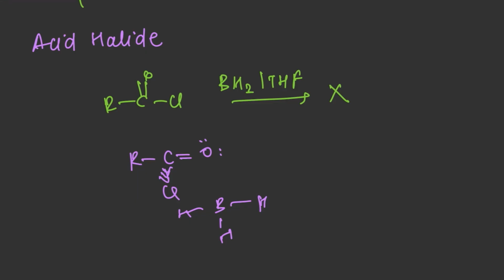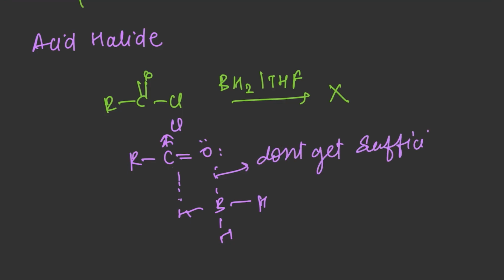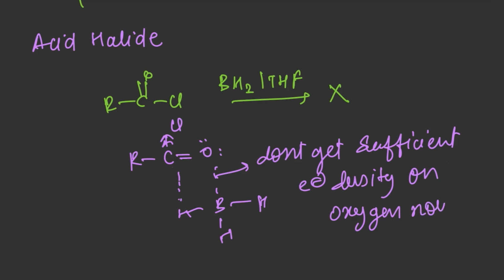So let's draw it above, so it is easy to understand. We have chlorine. Chlorine pulls all the electron density, so oxygen doesn't get sufficient electron density now. So it will not react. Because chlorine pulls all the electron density, boron will not get electron density, so it won't attack.